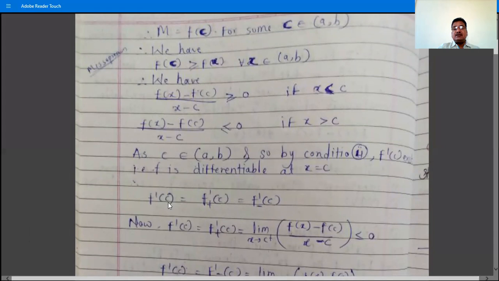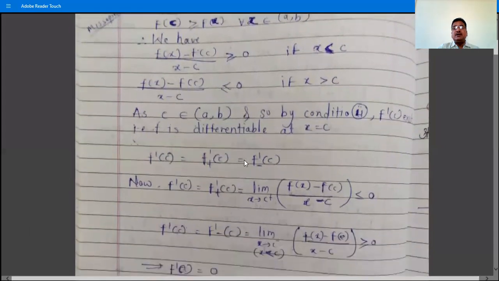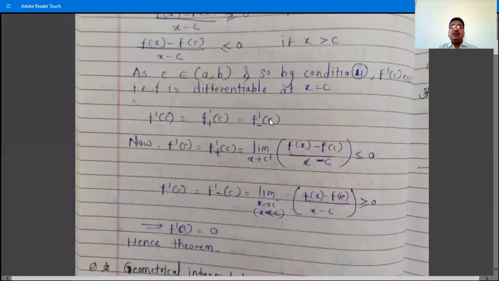And so f'(C) exists means f'(C) is equal to f'(C) plus is equal to f'(C) minus. When we say the function is differentiable at x equal to C, the right hand derivative is equal to the left hand derivative, which is equal to the derivative of the function. So as the function f is differentiable at x equal to C, f'(C) exists, and therefore f'(C) is equal to f'(C) plus is equal to f'(C) minus. If the right hand derivative and left hand derivative are the same, then we say the function is differentiable at that point, and its value is denoted by f'(C). What is f'(C)? It is either f'(C) plus or f'(C) minus, because these both are the same.